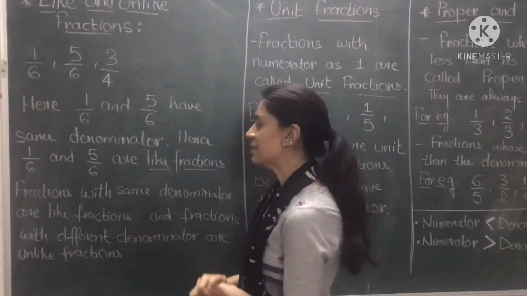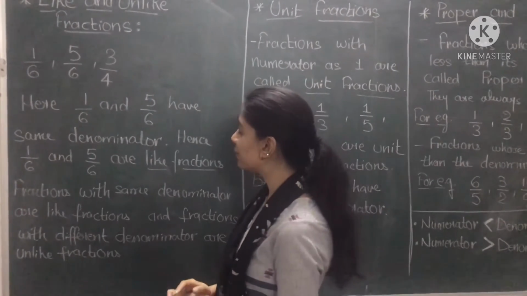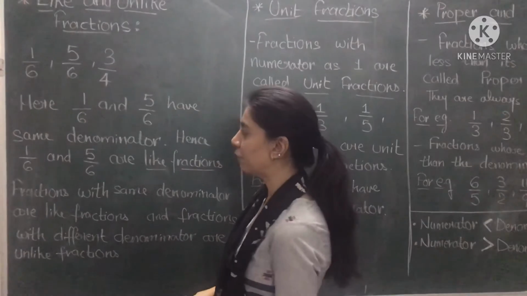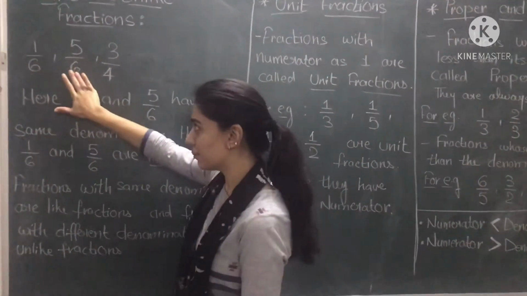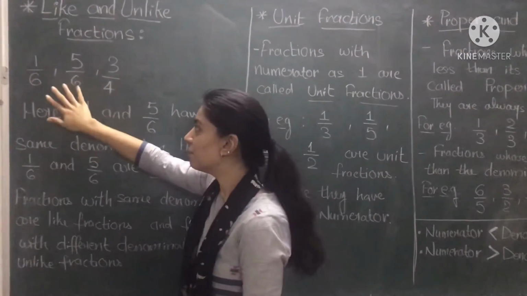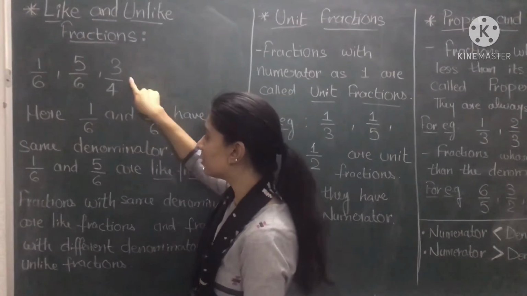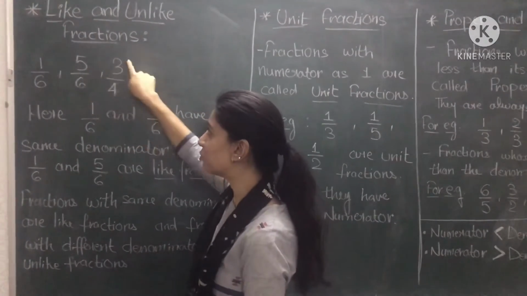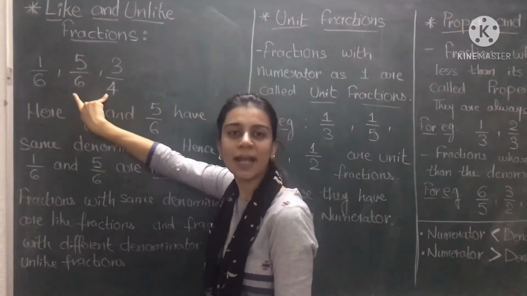And fractions with the same denominator are like fractions, and fractions with different denominators are unlike fractions. So what can you say about the first two fractions? They both have the same denominator, that is 6. So they are like fractions. If we compare the second and third fraction, that is 5 by 6 and 3 by 4, they both have different denominators and so they are unlike fractions.